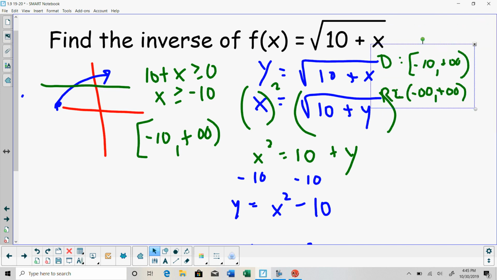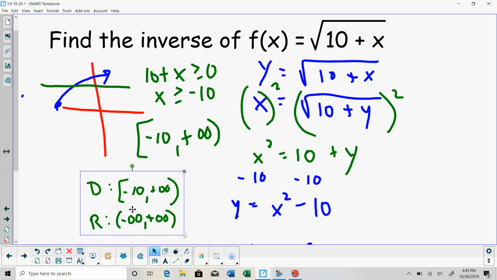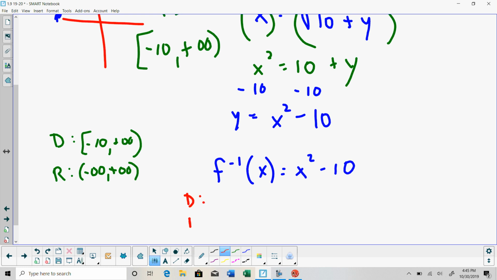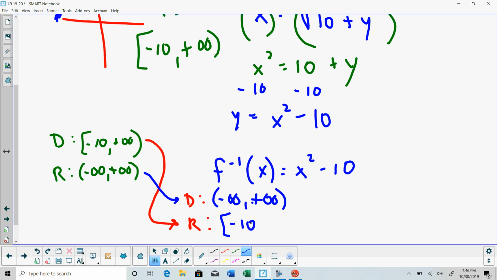Okay, so that was the domain and the range for my original, but I'm going to hold these down here and put them here. So now if I'm trying to find the domain and range for my inverse function, remember that the domain of the original has to become the range of the inverse, and the range of the original has to become the domain of the inverse. And so in this case, my domain has to be negative infinity to positive infinity, but my range is only going to be negative 10 to positive infinity.